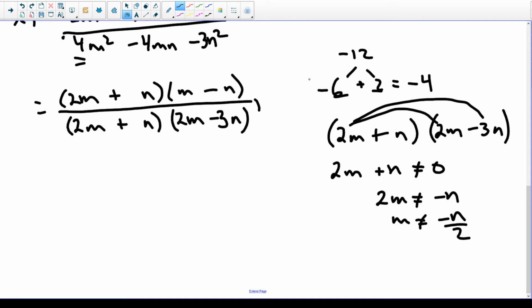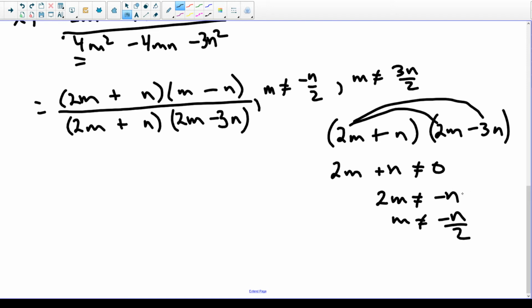M can't be equal to negative n over 2. And if we do the same type of thing for the second bracket, m can't be equal to 3n over 2. I chose to do the m's simply because they were the first letter in the bracket alphabetically. You could have isolated the n in the equations instead and listed the two restrictions for n, but they would have just been written in terms of m. So either way is fine.